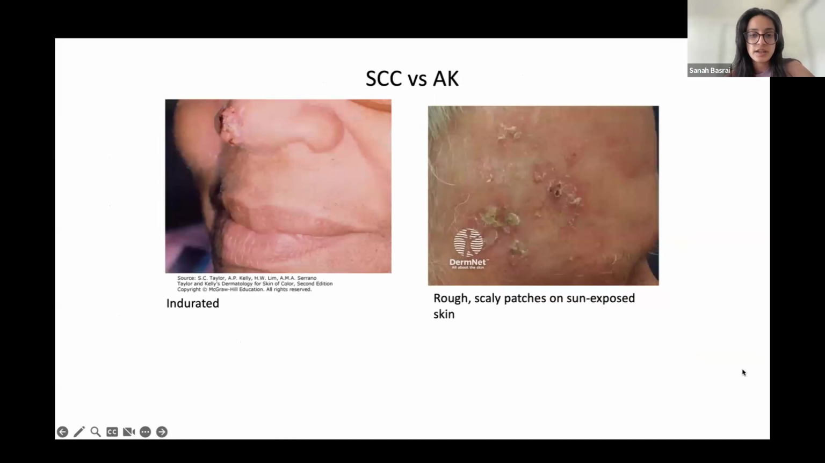And then this is, again, a presentation of actinic keratosis on lighter skin, and then what it can develop into, which is a squamous cell carcinoma on skin of color on the left.